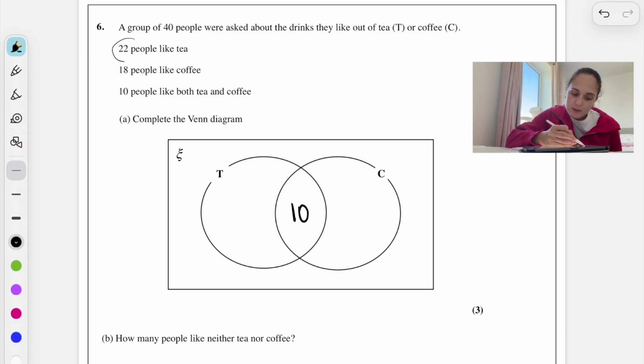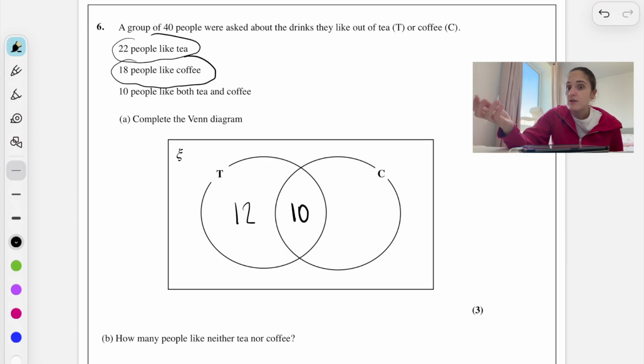We have 22 people in total who like tea, but we've already counted 10 of them. So there's going to be 12 people who only like tea. And we have 18 people in total who like coffee. We've already counted 10 of them, so there's going to be 8 people who only like coffee. So now we're nearly done, we just need to work out how many people don't like either tea or coffee.